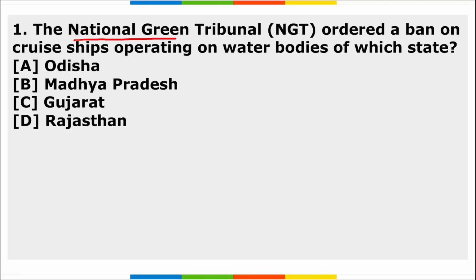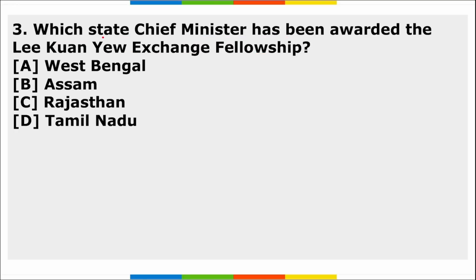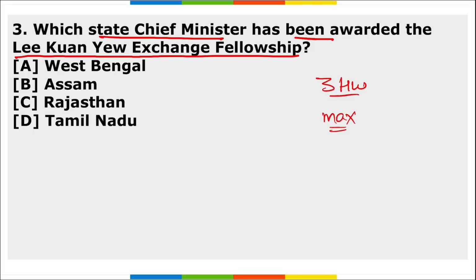First, the National Green Tribunal ordered a ban on cruise ships operating on water bodies of which state? Next, the Deferred Action for Childhood Arrivals program is associated with which country? Third, which state's chief minister has been awarded the Lee Kuan Yew Exchange Fellowship? So these are your three homework questions, friends, and I want to see maximum participation here, maximum comments for the homework questions, right? That's why you will be able to revise and you will be learning multiple things.